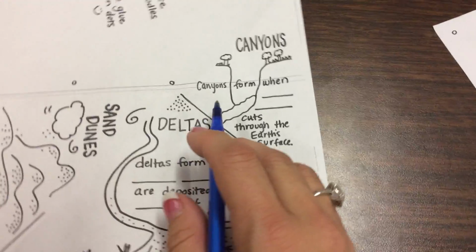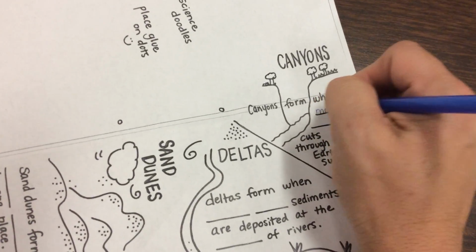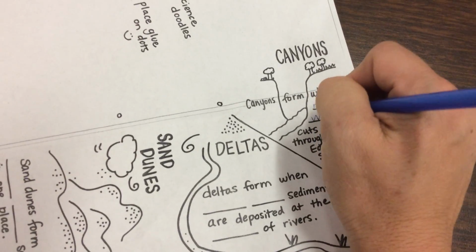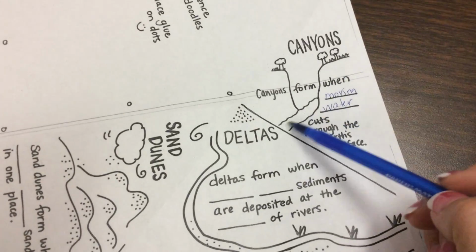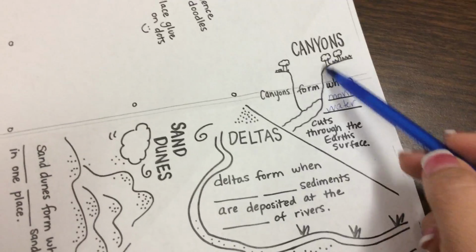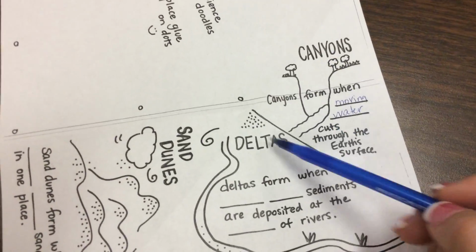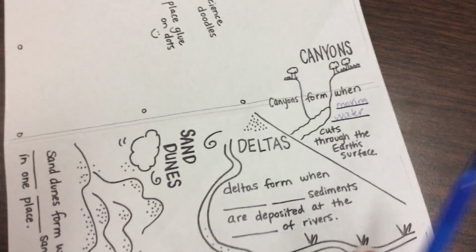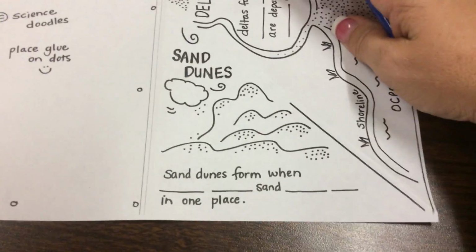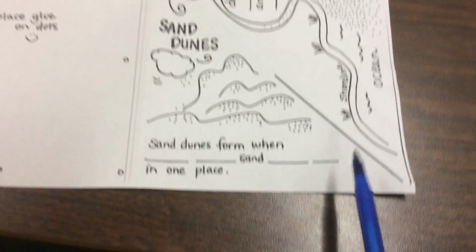Canyons form when moving water cuts through the Earth's surface. You have your river flowing through the middle of your canyon, and it slowly weathers away the dirt and carries it downstream. Our second landform is our sand dunes.